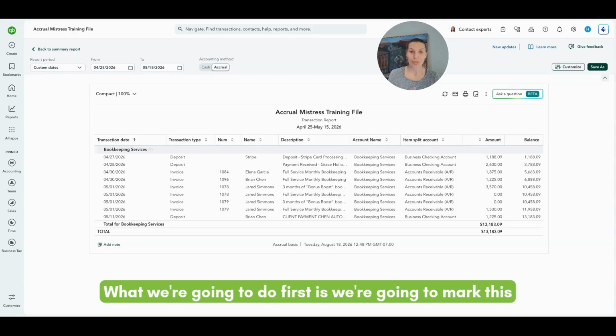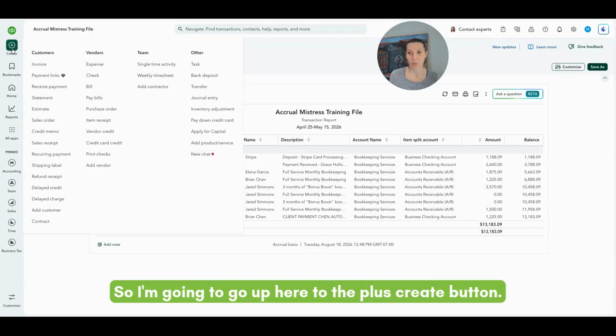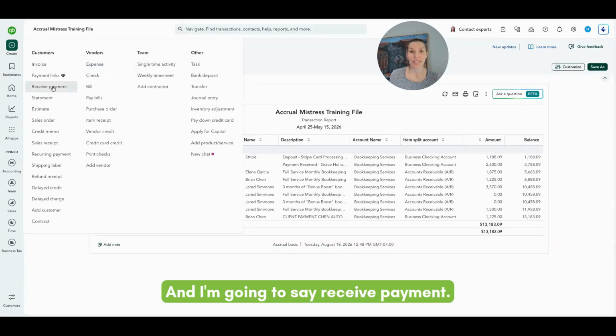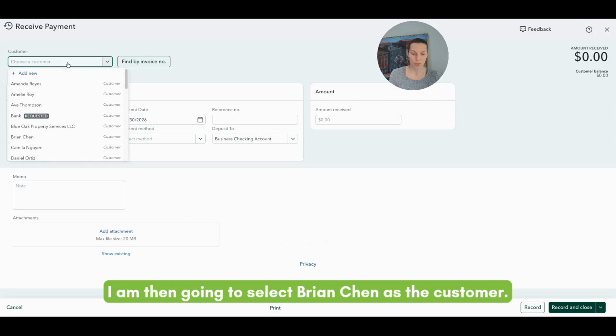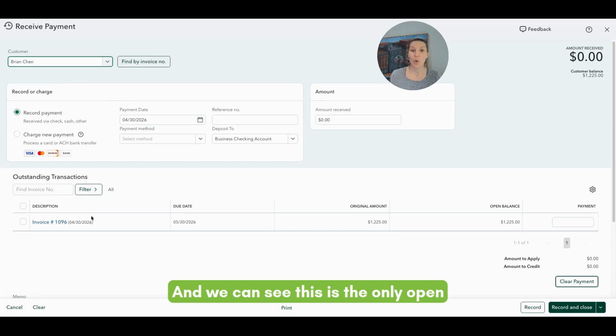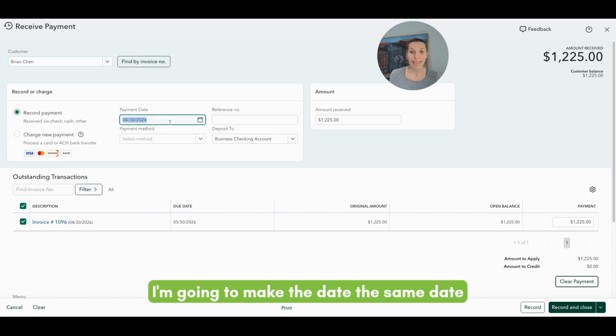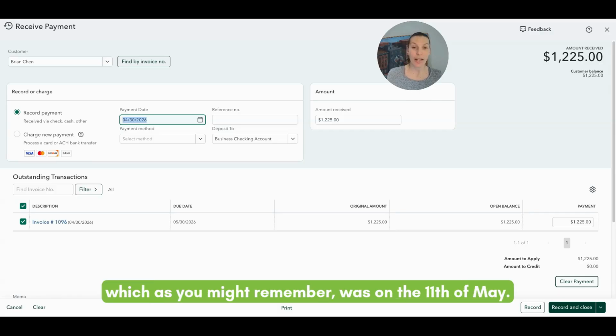Plain and simple, what we're going to do first is we're going to mark this open invoice as paid, and we're going to do that basically the same way we usually would. So I'm going to go up here to the plus create button, and I'm going to say receive payment. I am then going to select Brian Chen as the customer. And we can see this is the only open amount that we have for him. I'm going to mark this invoice. I'm going to make the date the same date as the date he actually sent the payment, which, as you might remember, was on the 11th of May.